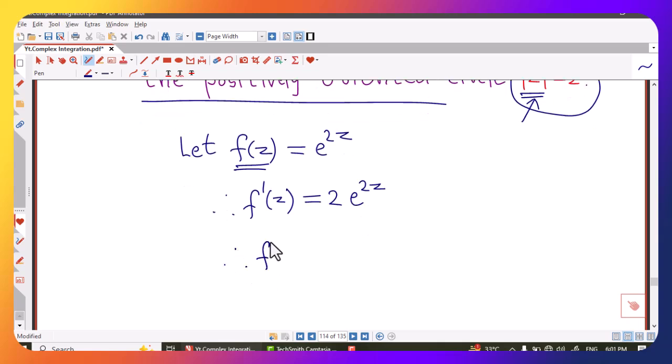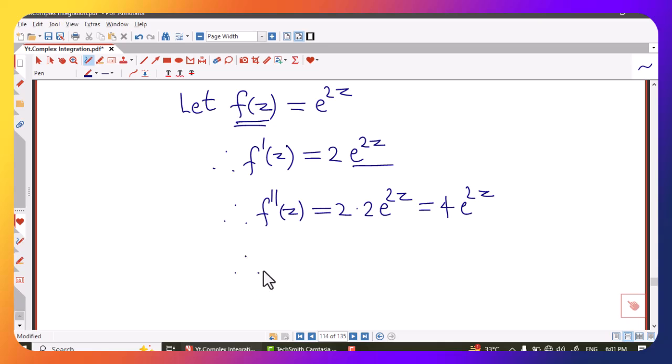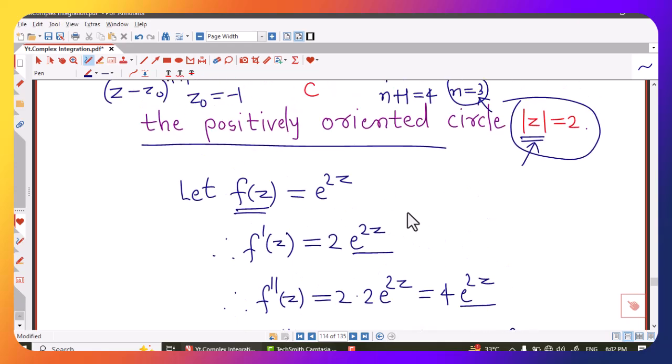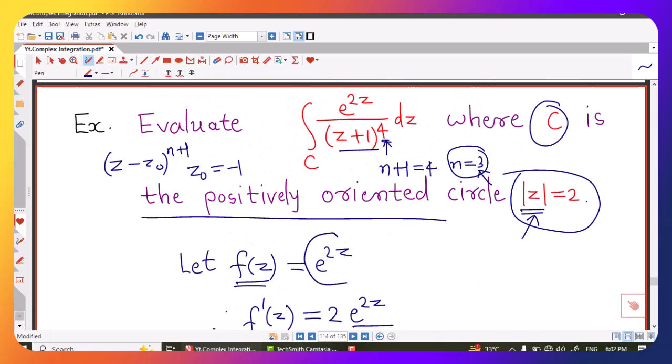And then second derivative is 2 constant, derivative of 2 e raised to 2z is 2 e raised to 2z, that is 4 times e raised to 2z. And we will require third derivative f triple dash z equal to 4 as it is. Derivative of e raised to 2z is 2 times e raised to 2z, that is 8 times e raised to 2z. And this e raised to 2z is entire function.